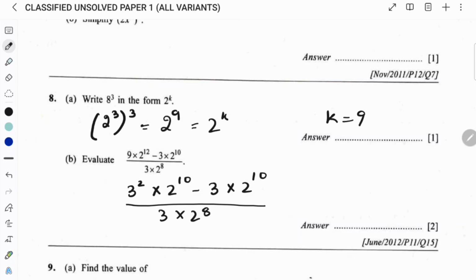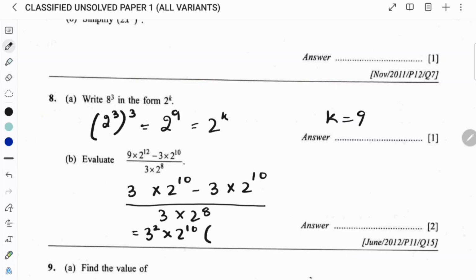As we know, we can factorize, but we cannot add or subtract like this. We'll have to take something common. Between 3 and 2 to the power of 10, 2 to the power 10 is common here. So we can write 3 square and 2 to the power 10, and then not 3 square, because the next number is 3 only.